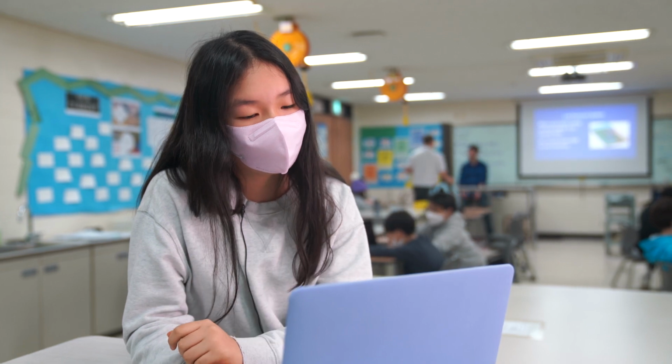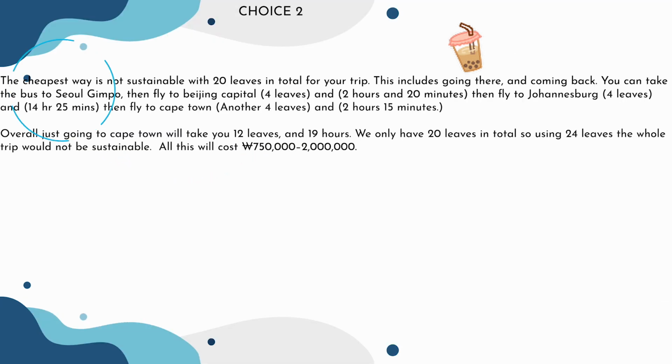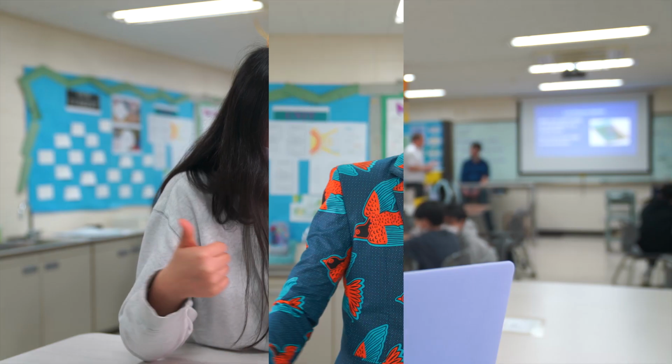And we had to look at the choices to fly from Seoul to Cape Town. So we had to do the fastest choice, the cheapest choice, and the greenest choice. This was my fastest choice and my cheapest, and this was my greenest choice, which means it's the least polluted choice. And this is where it goes with our sustainable development goals.